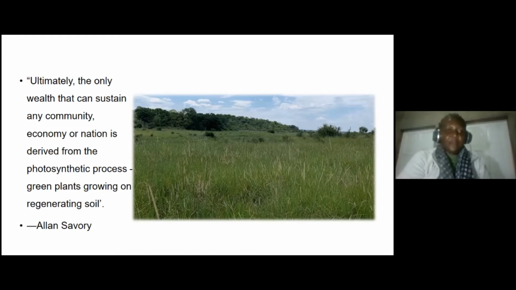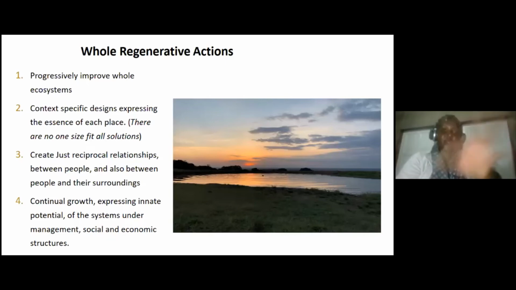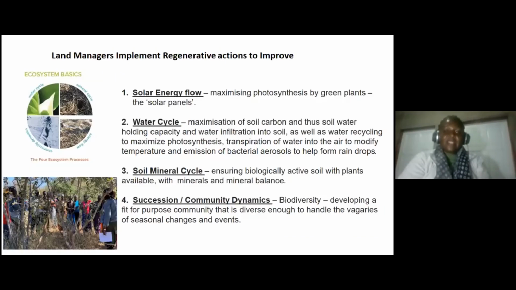So I'm going to jump into what we call understanding the ecosystem processes. Before you implement any tools, know your solar energy flow so that you maximize the photosynthesis by green plants. And then the water cycle, which is how are you going to capture water? Are you going to use water harvesting, and also couple it with grazing animals so that you impact a much bigger land while showing immediate results with other water harvesting techniques that we've been learning. And then the soil mineral cycle, ensuring that you have activity in the soil, both in the growing and non-growing season. So keeping that balance.